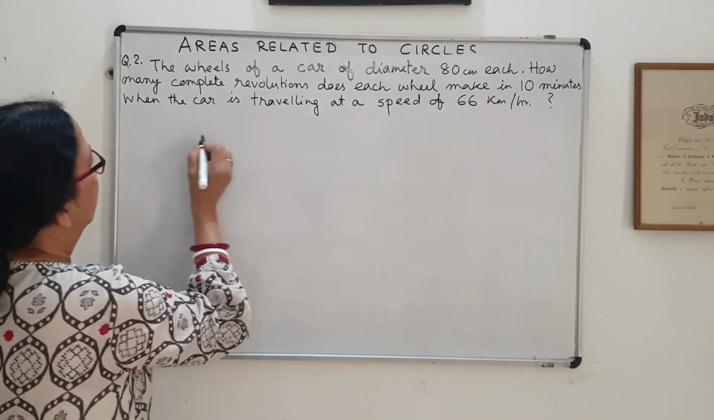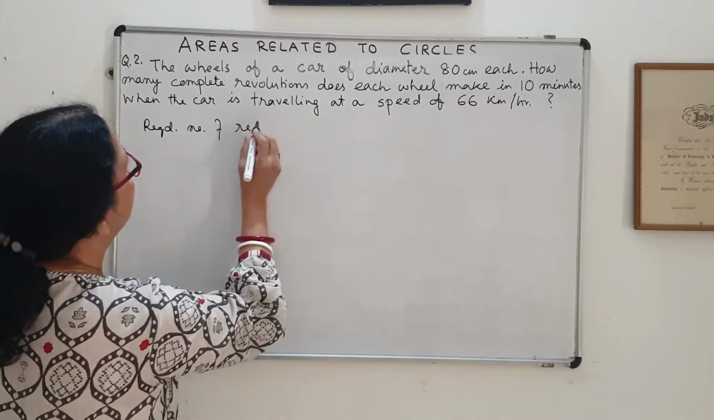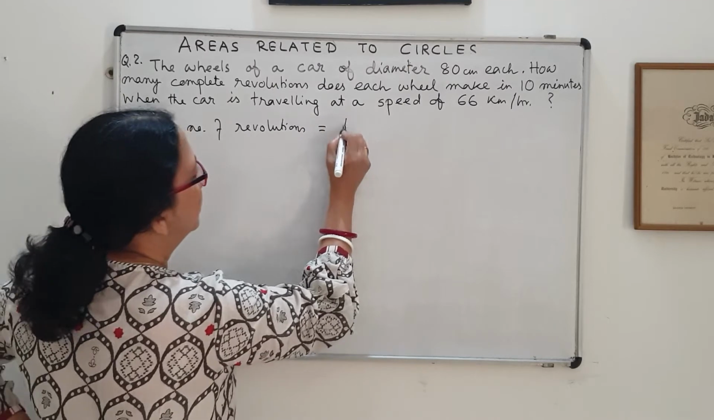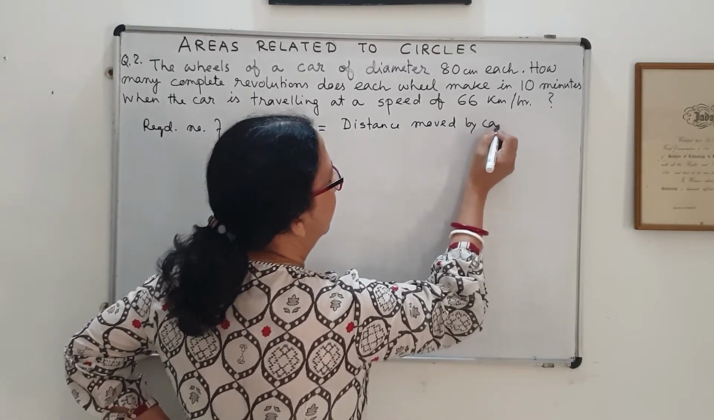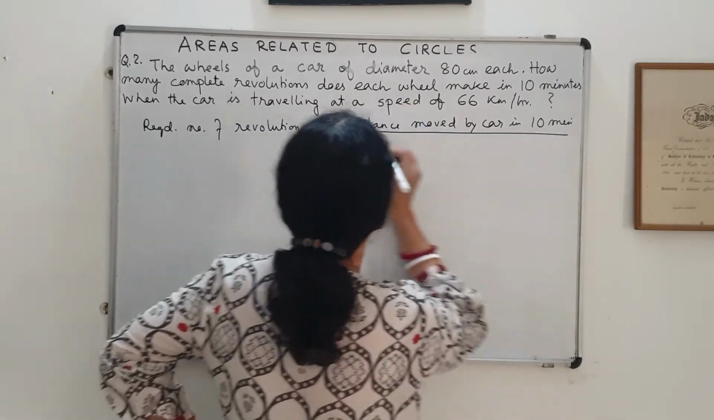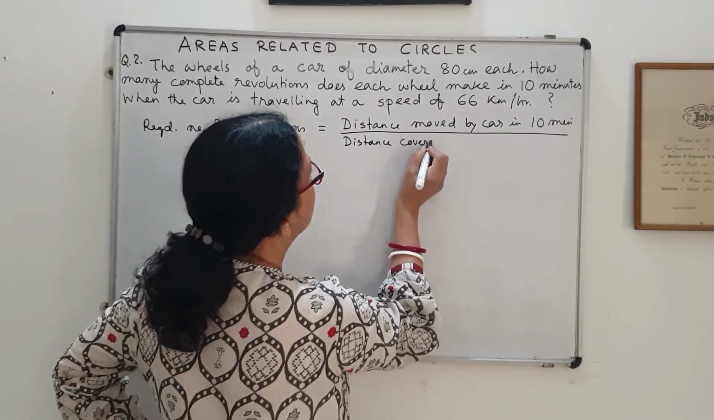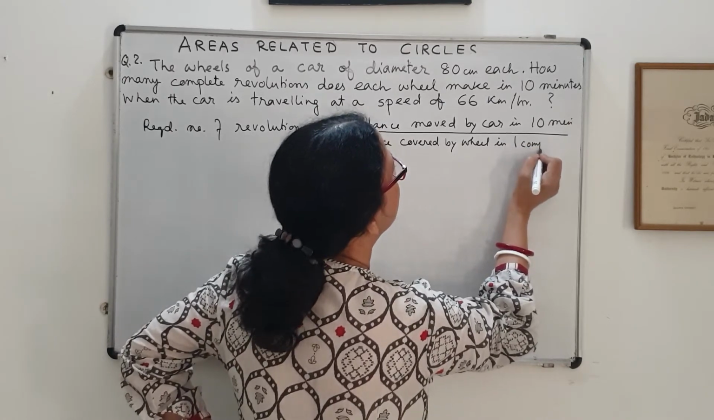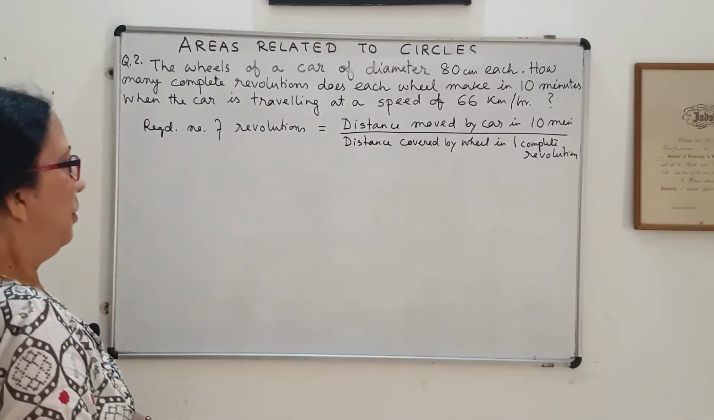So the required number of complete revolutions will be the distance moved by the car in 10 minutes divided by the distance covered by the wheel in one complete revolution. That is the basic idea.